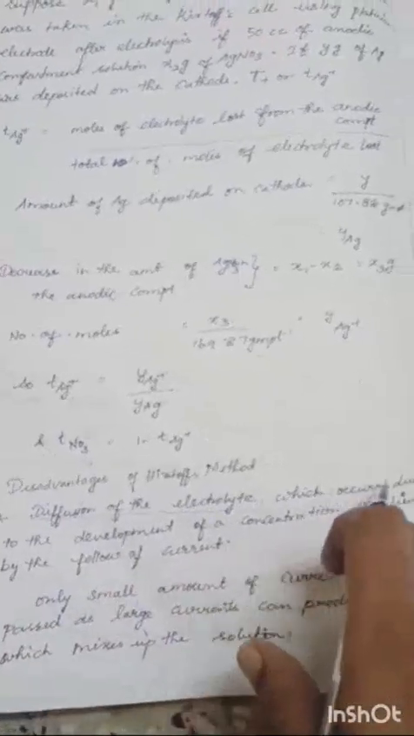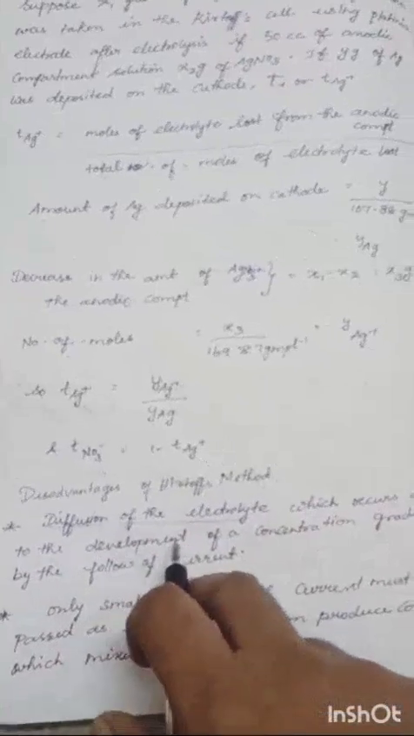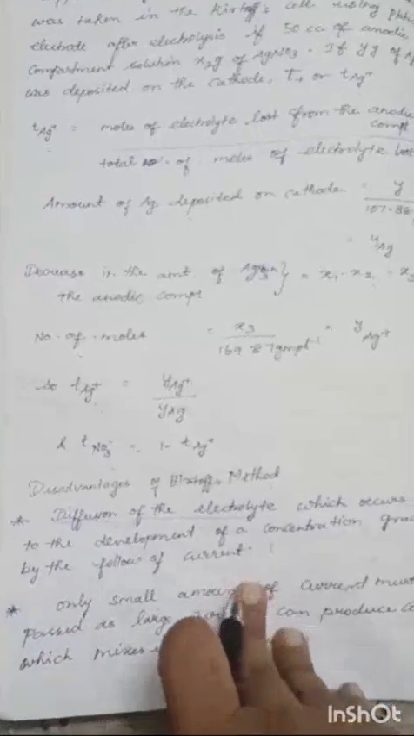Disadvantages of Hittorf's method. Diffusion of electrolyte occurs due to the development of concentration gradient during the flow of current. Only a small amount of current must be passed, as a large current can produce convection which mixes up the solution.